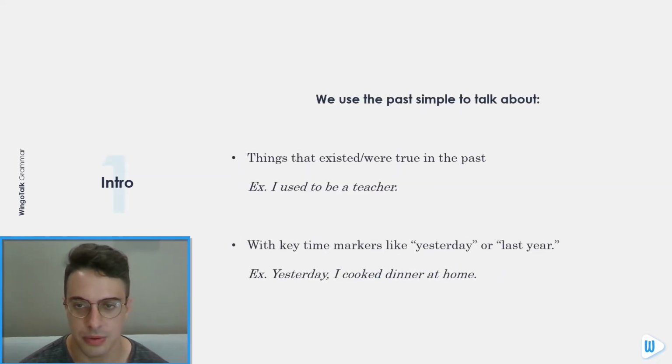We use the past simple to talk about things that existed or were true in the past. Example: I used to be a teacher, with key time markers like yesterday or last year. Example: Yesterday I cooked dinner at home.